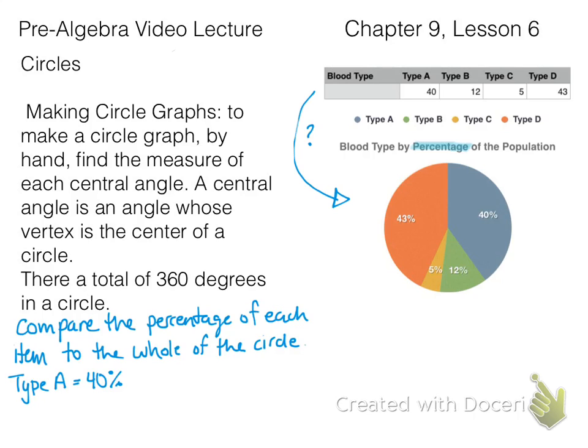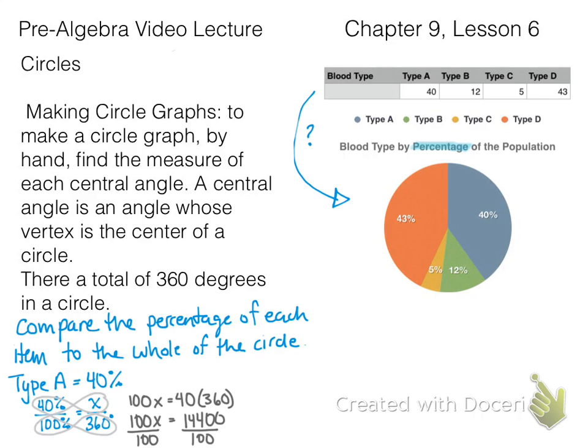Well, we're going to go ahead and make a proportion, which is a part over a whole equals a part over a whole. So 40% over 100%, where 40% is the part, which is represented by type A, over 100%, which is the entire population, is equal to some degree, in this case x, over the total, which is 360 degrees. Okay? So I'm going to use cross product. X times 100 is equal to 40 times 360.